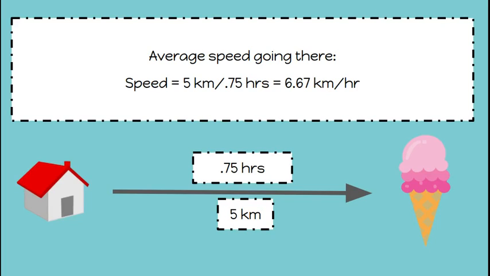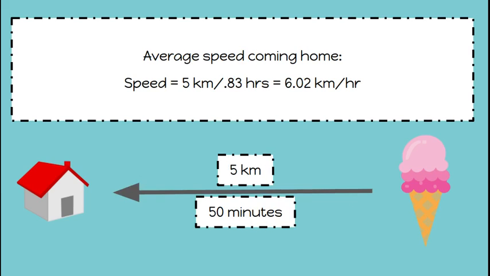So now we're ready to calculate the average speed going there. So it is 5 kilometers to get there. We're going to divide by the 0.75 hours that it took, and your overall average speed is going to be 6.6 repeating, or whenever we round, 6.67 kilometers per hour to get there.